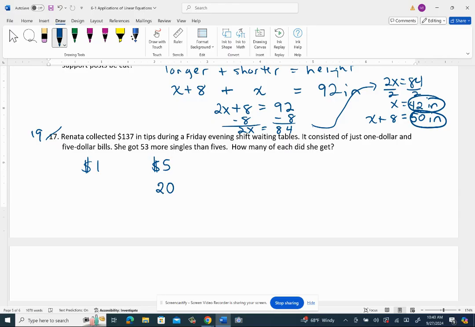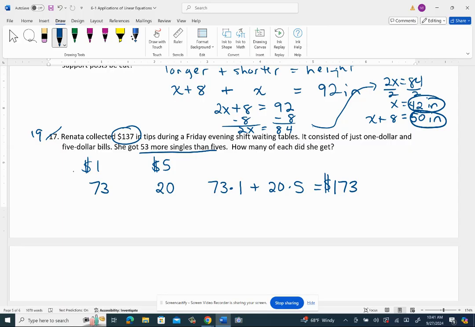Okay. Well, if she had 20 fives, it tells us that she got 53 more ones than fives. So 53 plus 20, that would be 73. So then let's calculate how much that would be and see how close it is to the 137. So 73 times 1 plus 20 times 5 would equal $173. So it's too much. So I need fewer fives and more ones.